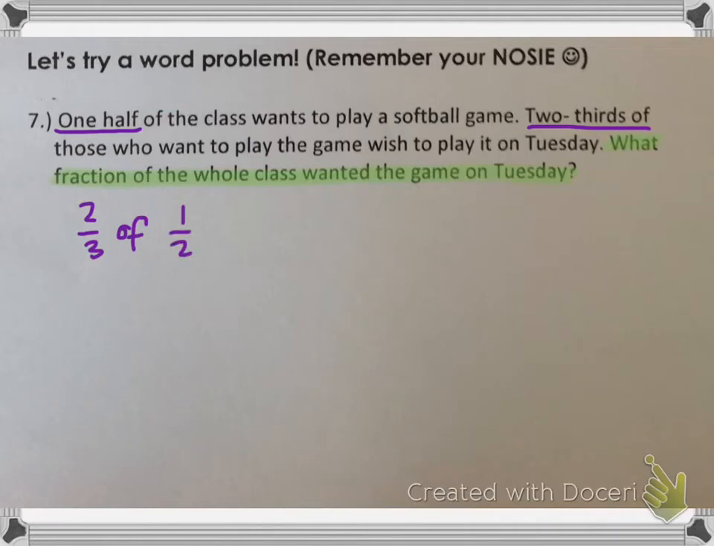And what operation does that word "of" indicate? If you said multiplication or you thought it, then you are correct. So this really means 2/3 times 1/2. And you guys are totally capable of doing this on your own. So I'm going to have you finish this problem on your own and we're going to check it in class.